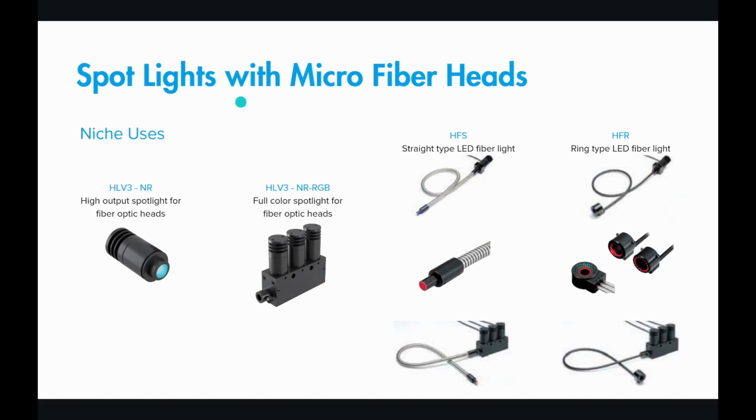The other options are spotlights with a microfiber head. So that's where you would take essentially this microfiber head, it's ring light or extended spotlight, and connect it to one of our spotlights. Or you can connect it to this little box here, which would be like an RGB version. So you would have a red, green, and blue spotlight, and you could turn on each one of those to illuminate whatever color you need for whatever situation you're in.